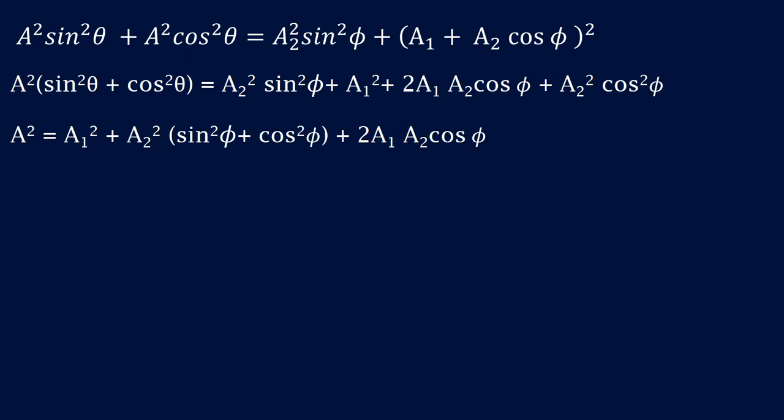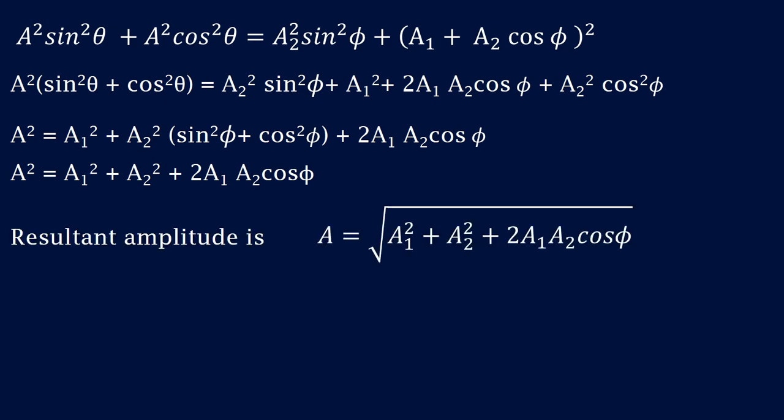Since sin²θ + cos²θ = 1, we get a² = a1² + a2²(sin²φ + cos²φ) + 2a1a2 cos φ. On simplifying, we get a² = a1² + a2² + 2a1a2 cos φ, and the resultant amplitude is A = √(a1² + a2² + 2a1a2 cos φ).